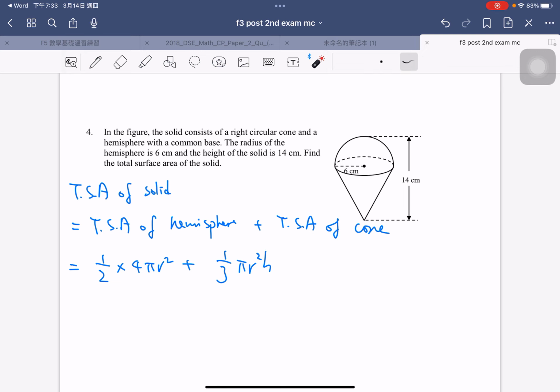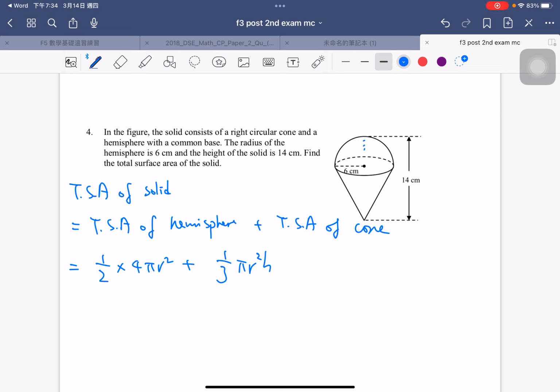So now we know that the radius here is actually 6, sorry. Both of the radii are 6. And so what is the height of the cone? Think about it, as the radius here is actually 6 as well, isn't it? The total height is equal to 14, which means the remaining part is just equal to 14 minus 6.